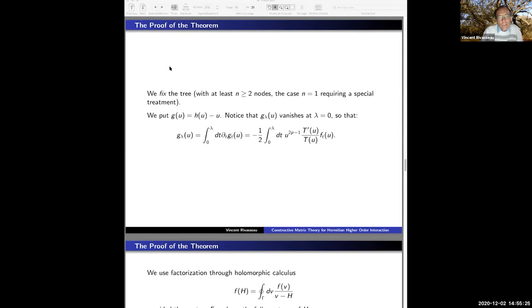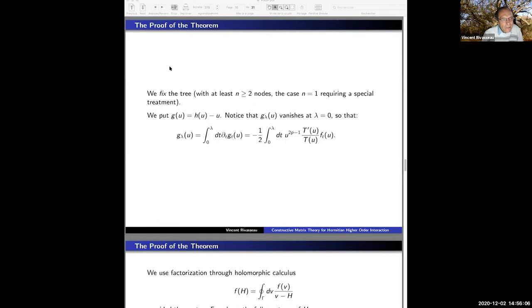I give you some ideas of the proof of the theorem. We fix the tree with at least n greater than two nodes. The case n equals one requires a special treatment. We put g of u equals h of u minus u.